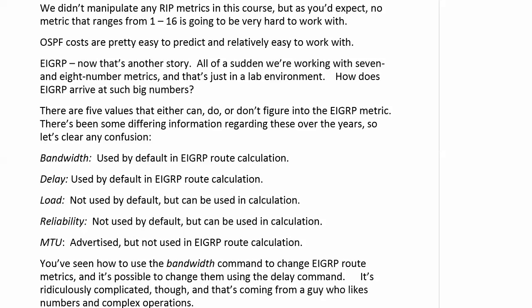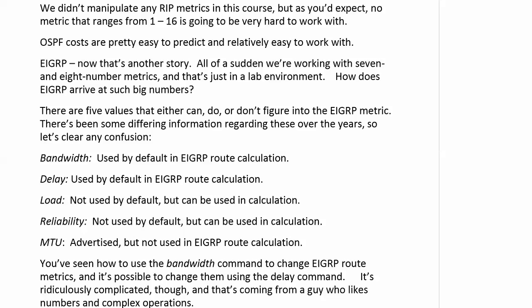There has been some differing information about these over the years, to say the least. So let's clear all confusion right now. This is the official word from Cisco on all 5. Bandwidth and delay are used by default in EIGRP route calculation. There's never been any real argument about that. Load and reliability, not used by default, but can be used in the calculation. MTU, this is the one that there's been a lot of discussion about over the years. The official word is it is advertised, but it is not used in the EIGRP route calculation.